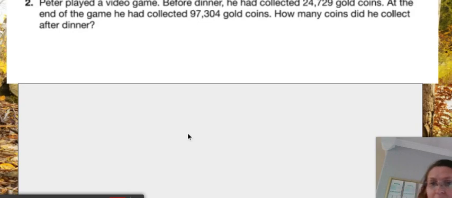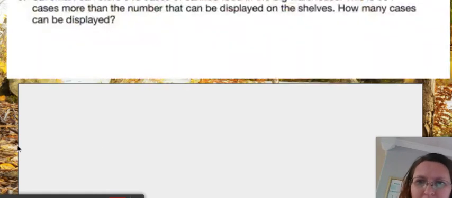Right here. So for this one right here, it says Peter played a video game. Before dinner, he collected 24,729 coins.